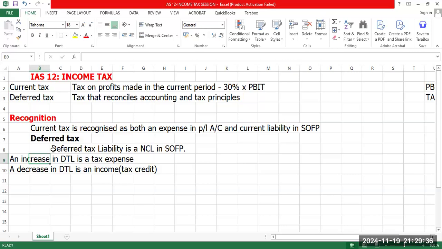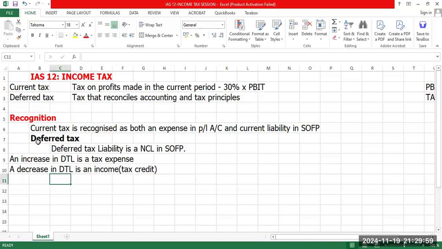With deferred tax, we are looking at the differences in accounting principles and tax principles, and maybe it can also arise because of the revaluation gain, as we are going to see in some numbers.